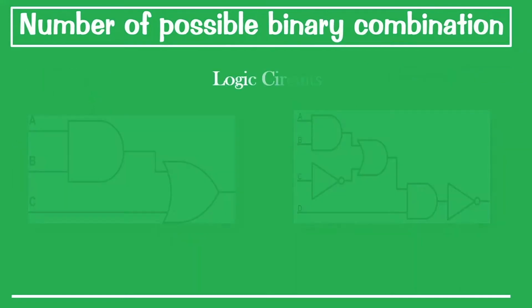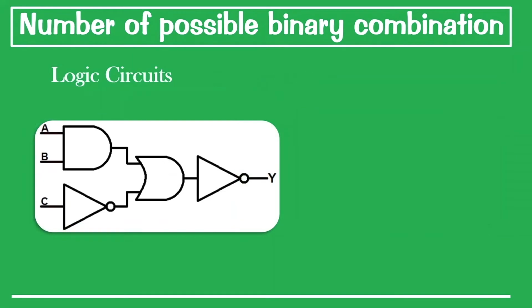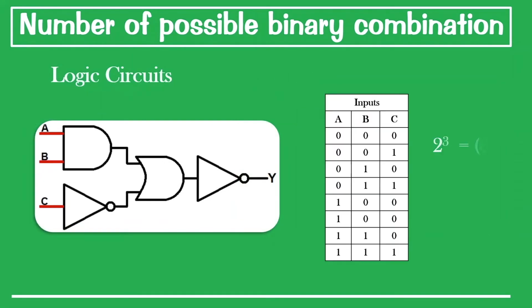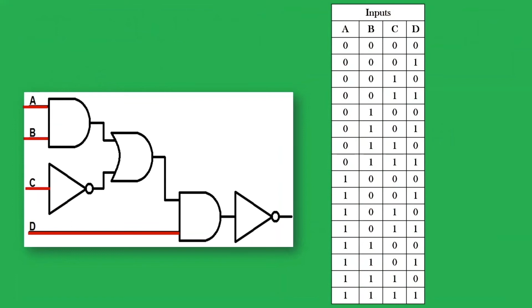Now, for logic circuits, the number of inputs can be more than 2. For example, 3 inputs give a possible 2 to the power 3, which equals 8 binary combinations. And for 4 inputs, the number of possible binary combinations is 2 to the power 4, which equals 16. It is clear that the number of possible binary combinations is a multiple of the number 2 in every case. Now, viewers, let's look at examples of the truth table for different gates.